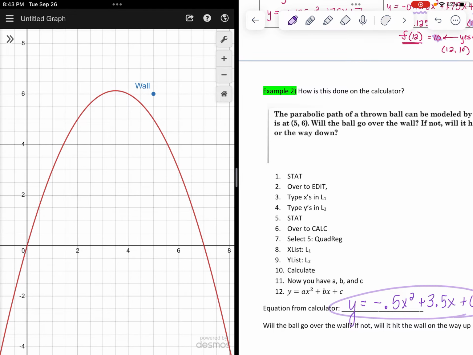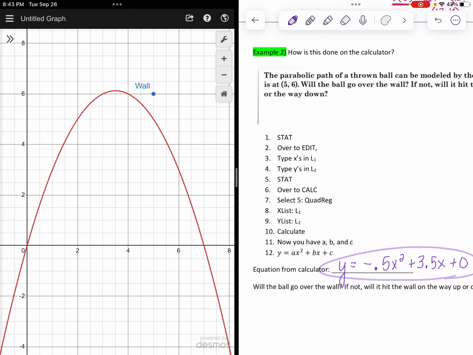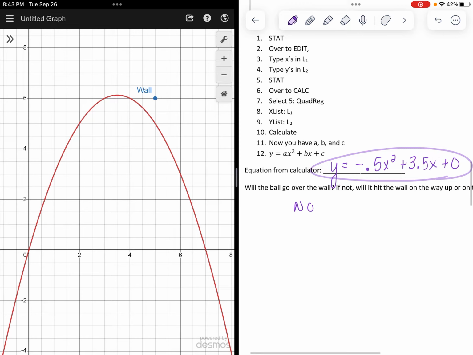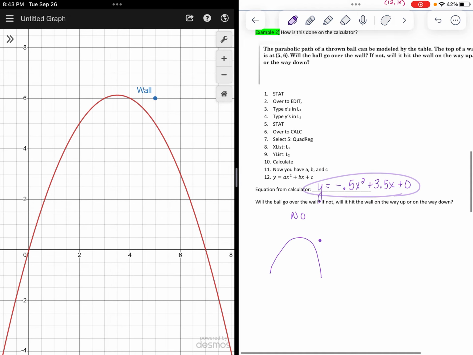So the question is, will it go over the wall? And the answer is no. You can see that there in the graph. So I'm going to write no, because here's my parabola and here's the wall. It's not going to go over the wall at all. And then it says, will it hit the wall?